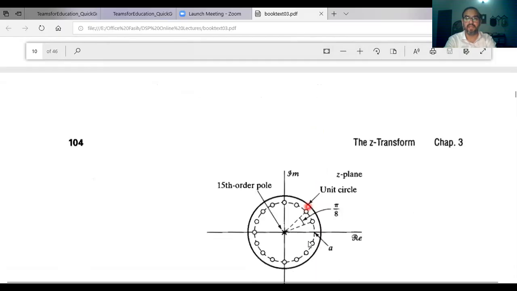Because they lie on the circle of radius a, you can see that, let's suppose for example N is 16, there will be 16 zeros: 1 2 3 4 5 6 7 8 9 10 11 12 13 14 15 16. So here there are 16 zeros, which lie on this circle of radius a. And there are 15th order poles at z equal to 0.